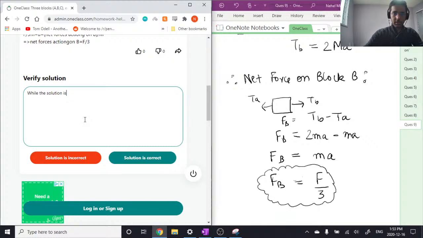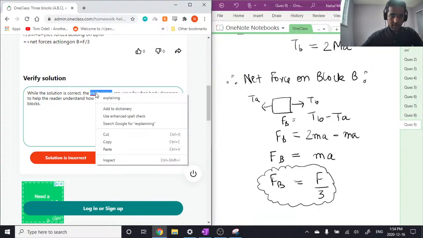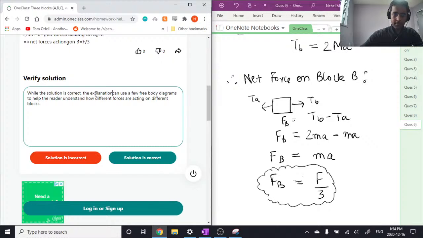While the solution is correct, the explanation can use a few free body diagrams to help the student understand how different forces are acting on different blocks. Okay, so I'm going to mark it as incorrect for now.